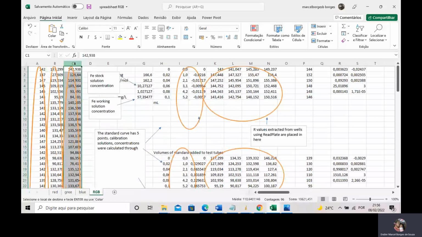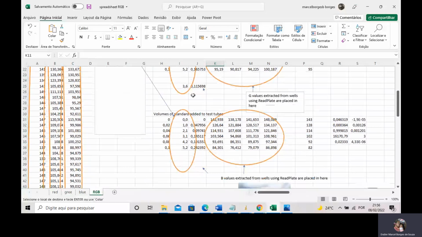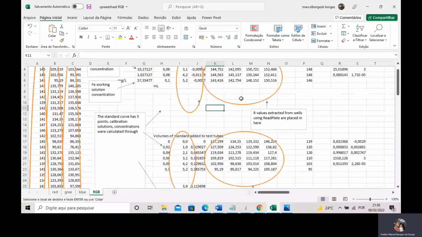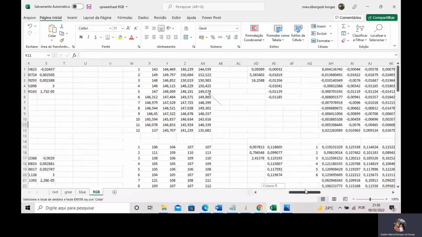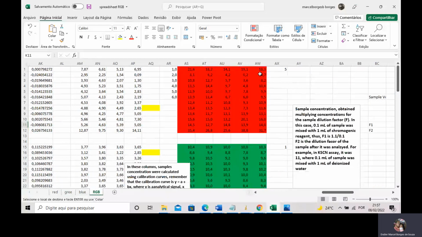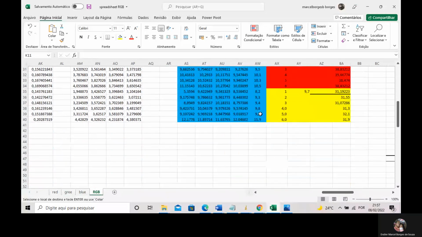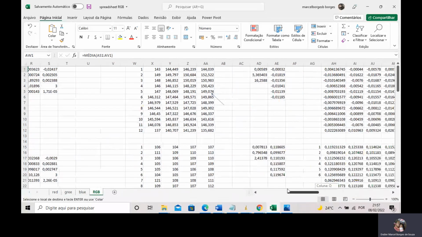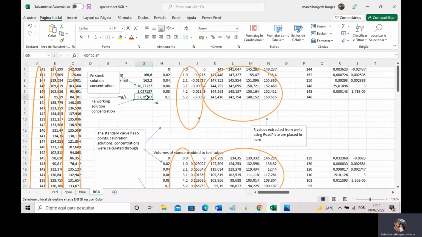Now, the spreadsheet will calculate the external calibration curve for you right in here, and which also will calculate the iron mass in each one of your samples, as shown here. How does this spreadsheet do this calculation for you? Well, first, you have in here your working solution. In here, you have your stock solution concentration, and in here you have your working solution concentration.